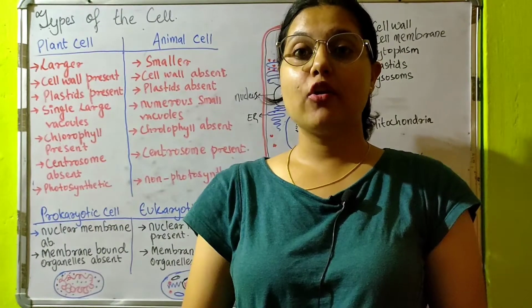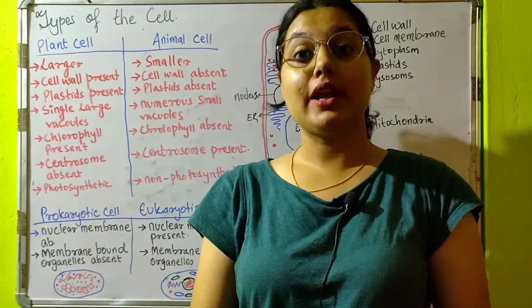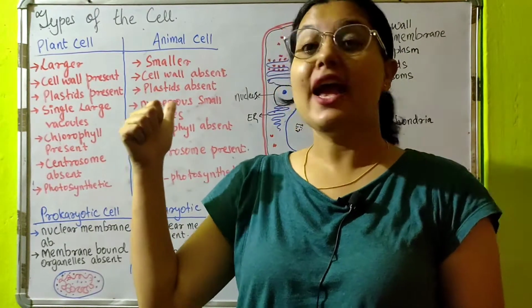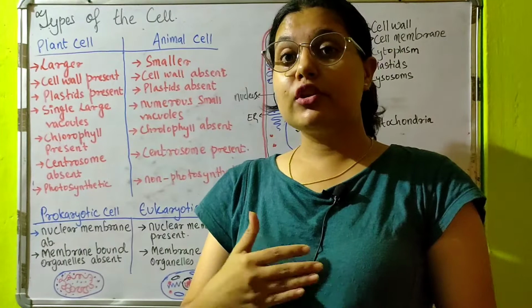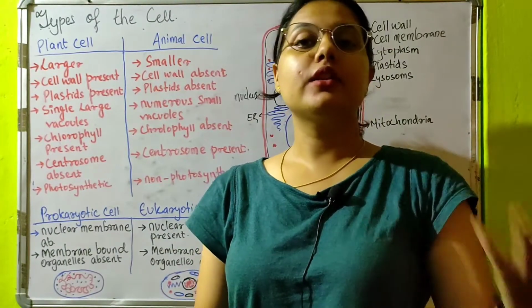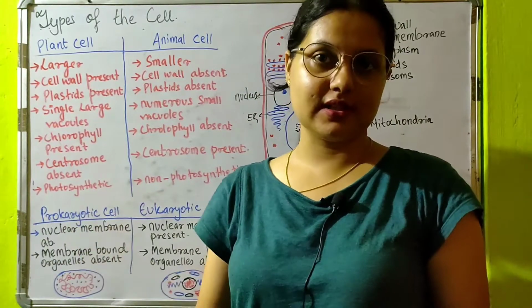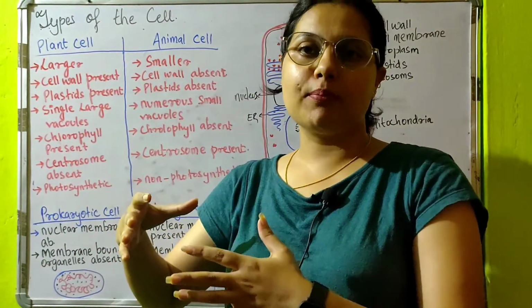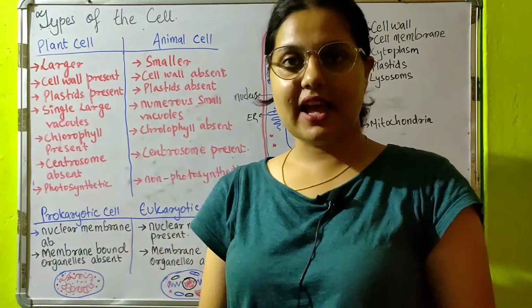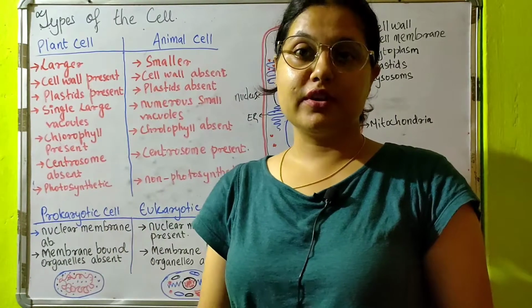Thanks students, we are on part 5 of the chapter cell structure and function, and in this video we will be comparing plant cell and animal cell. But I want to give you more information about another type of cell also, that is prokaryotic cell and eukaryotic cell. That is the reason why I have changed the topic name, that is the type of the cell, because I am bringing the comparison between two different types of cell.